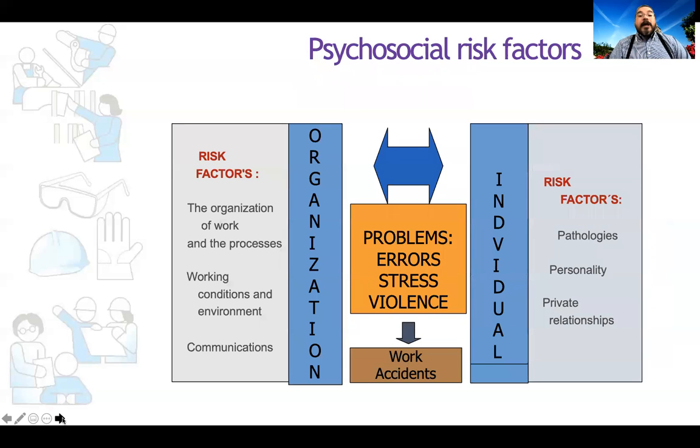There are also some psychosocial risk factors that we must mind. Organizationally, we must analyze the organization of work and the processes, the worker conditions and environments, and the communications. Individually, we must search for pathologies, we must analyze personality and private relations, because these two main factors can prevent each other to work in a correct manner and be efficient at work.